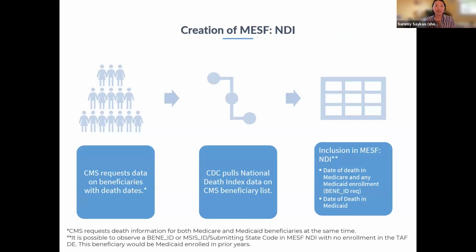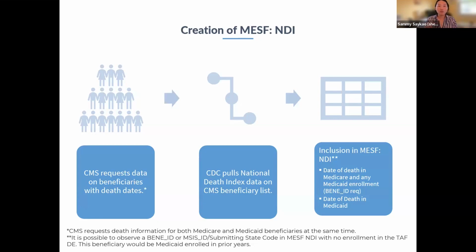So the MESF NDI is created a little bit uniquely. What happens is that CMS will request data on beneficiaries with death dates, so they'll request both Medicare and Medicaid at the same time. CDC will pull the National Death Index data on that beneficiary list. And in order to be included in the MESF NDI, they either, one, have to have a date of death in Medicare and any Medicaid enrollment. So this requires that the beneficiary is a dual in the sense that they are found in both Medicare and Medicaid data. And in this sense, Beni ID is required because otherwise there would be no linking between the two. Or the beneficiary had a date of death in Medicaid.